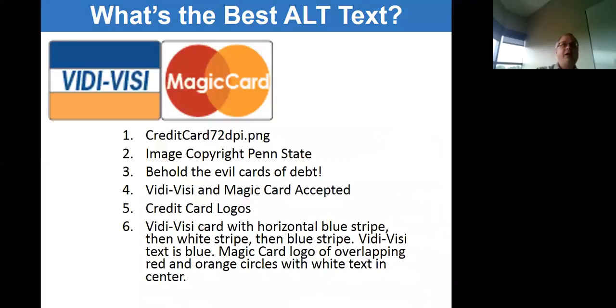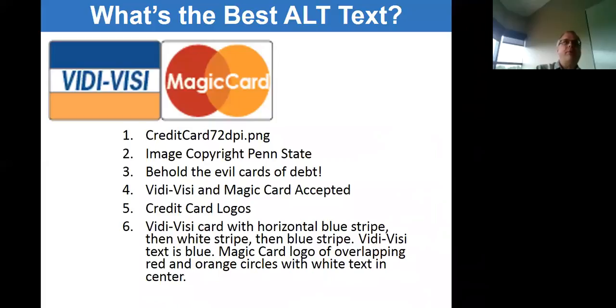Exactly. Number one is what happens in a lot of systems when you just upload the image. If that was the name of the image, it just throws it in there. That doesn't tell you a darn thing. Number three is snarky. I like that. I thought about writing a spy novel where the spies were communicating via alt text in their images. I think that would be interesting.